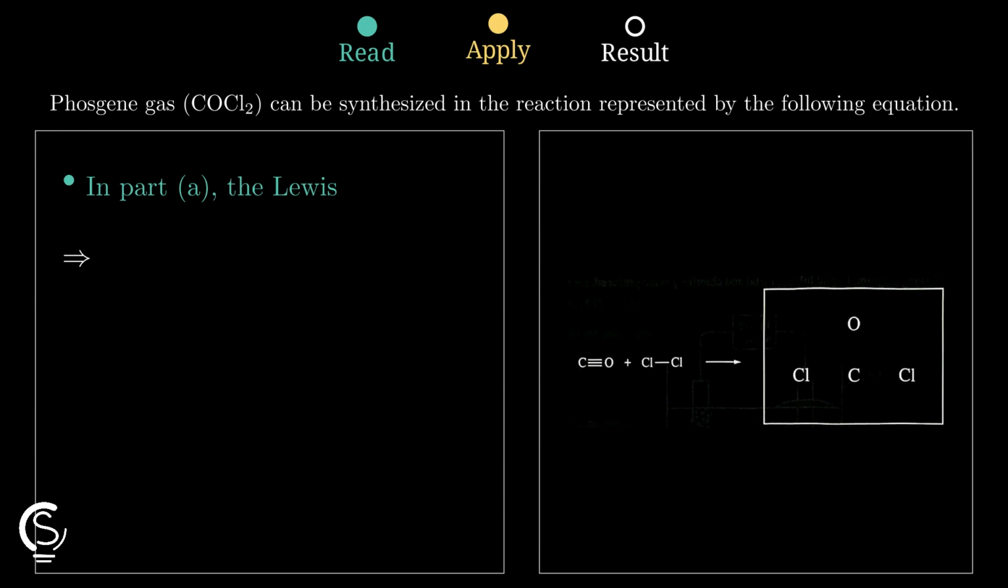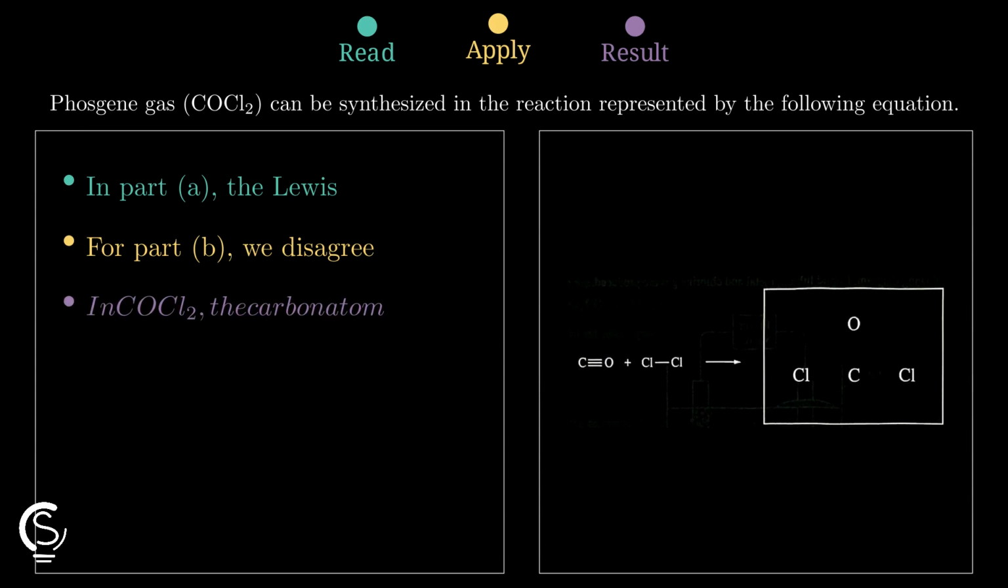In carbon monoxide, CO, the carbon atom has 2 electron domains, a triple bond, and a lone pair, resulting in sp hybridization. In COCl2, the carbon atom has 3 electron domains, 1 double bond and 2 single bonds, resulting in sp² hybridization.